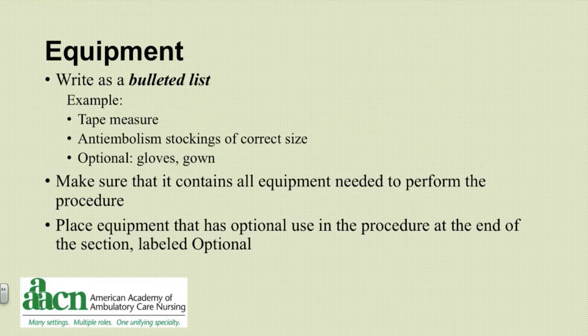The equipment section, we want you to write that as a bulleted section, so when people are gathering the supplies, they can quickly look down it. Think of it kind of like a recipe where you put all the ingredients first and then you tell them what to do with it.